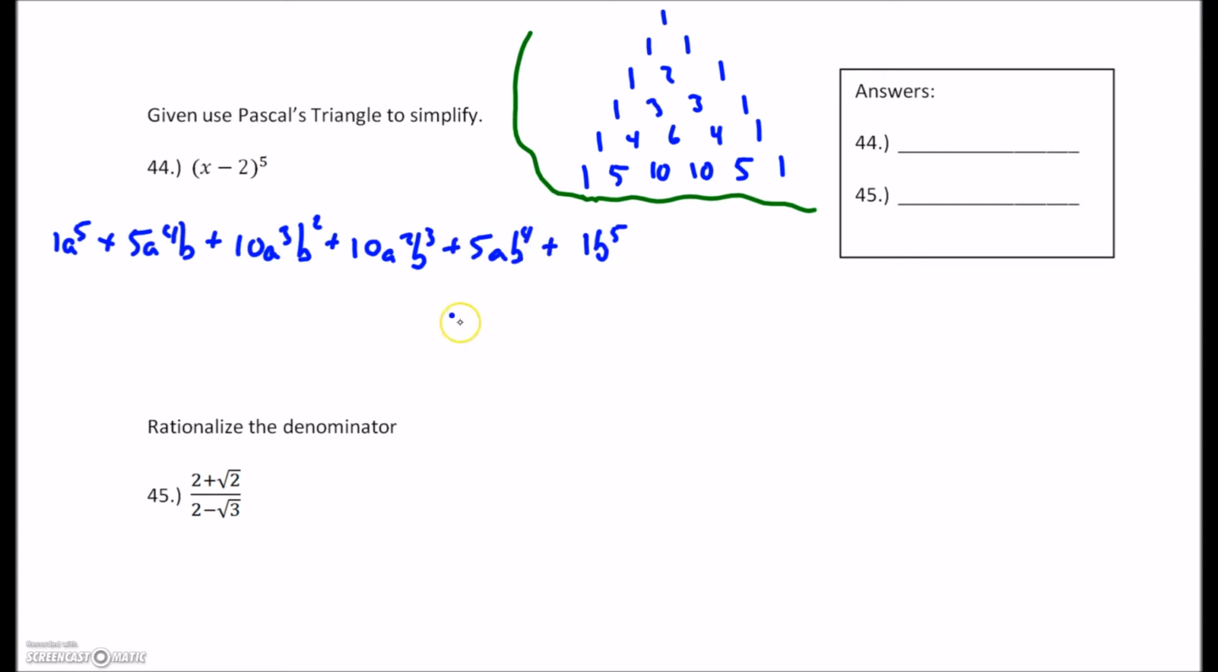But instead of a plus b to the 5th power, I have x minus 2, which essentially just means that every place I have an a, I'm going to plug in this x. And every place I have a b, I'm going to plug in the negative 2. So I'm just substituting. Instead of a and b, I have x and negative 2. So I'm going to plug each of those in. So here I have x to the 5th. Here I've got x to the 4th times a negative 2.